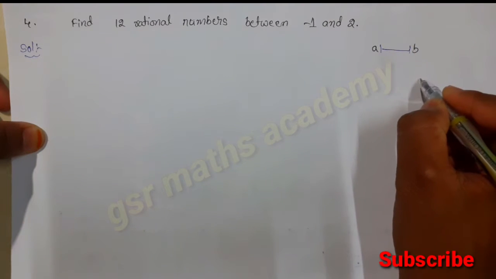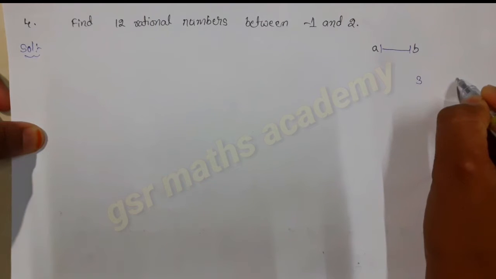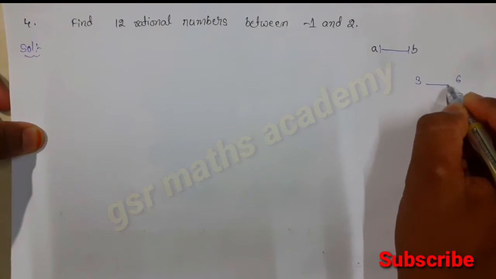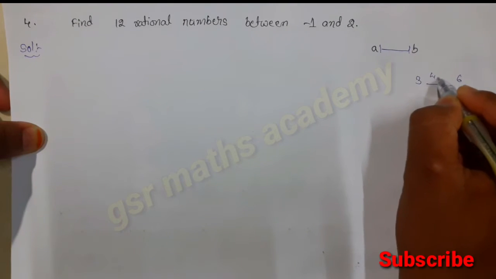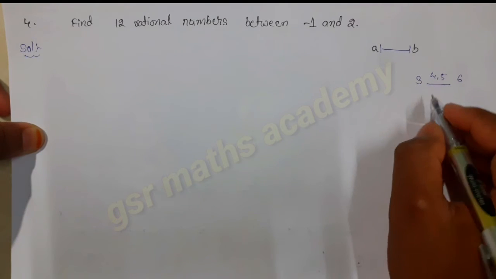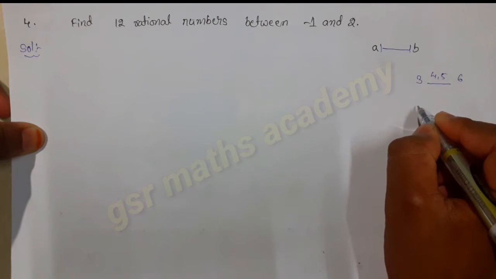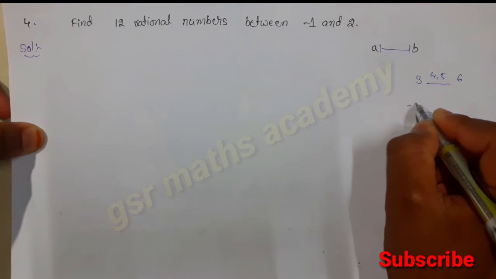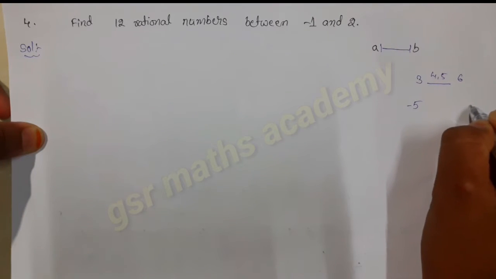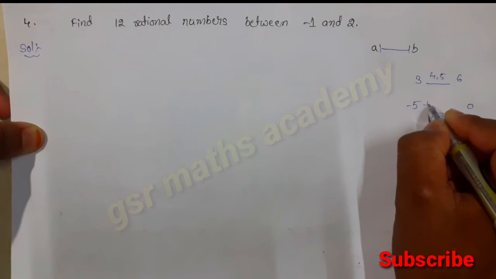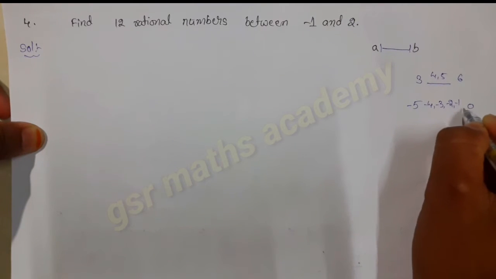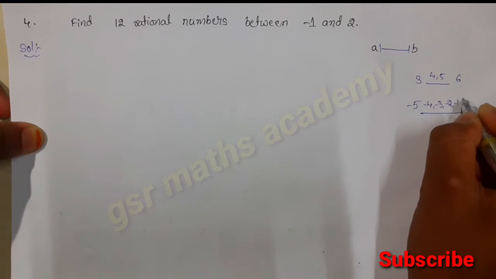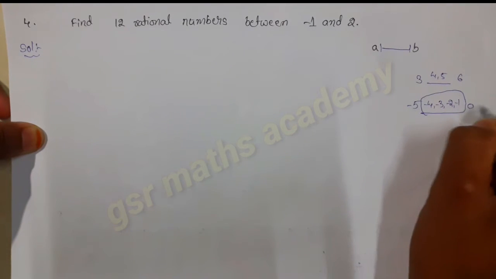If I ask you to say the natural numbers which lie between 3 and 6, you can write that there are two natural numbers, 4 and 5. And if I ask you to write the integers which lie between -5 and 0, you can say -4, -3, -2 and -1, and these are four integers which lie between -5 and 0.